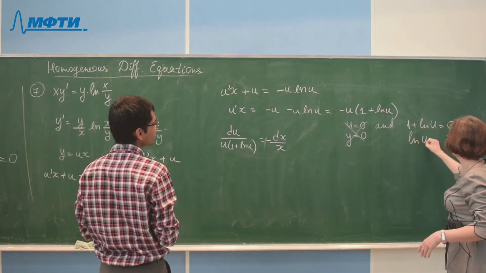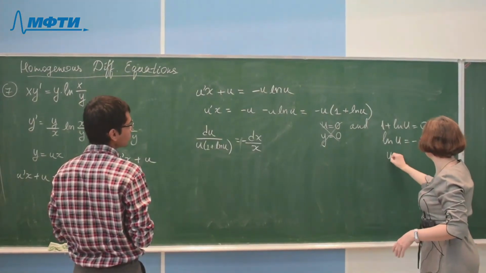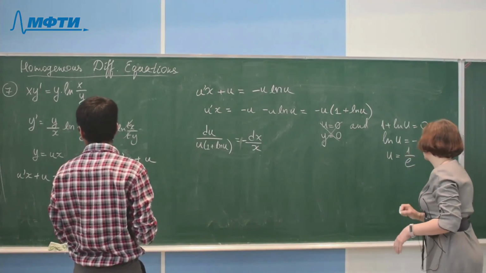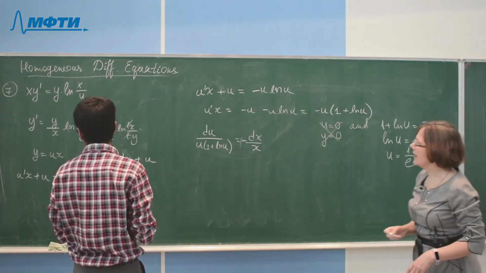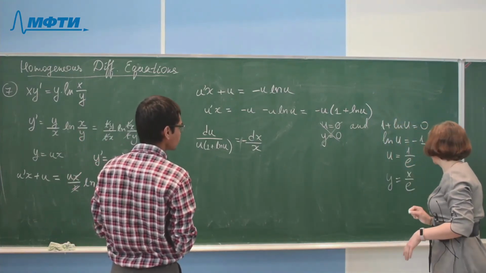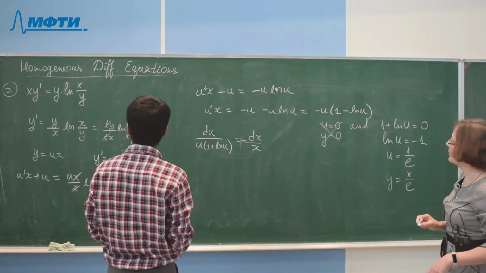So ln u equals minus 1, and so u is equal to 1 over e. And then y will be equal to x over e. Is this a particular solution?